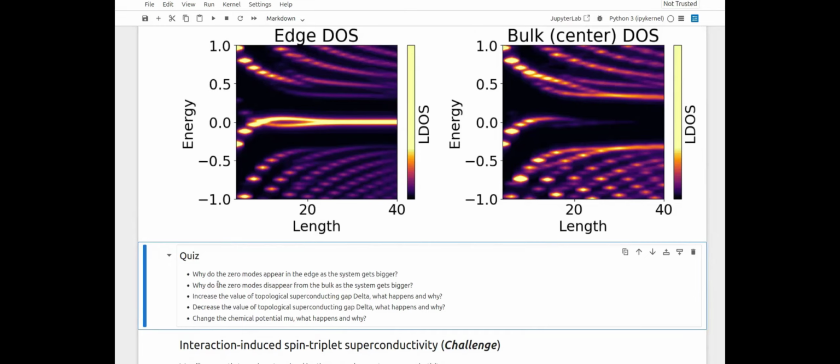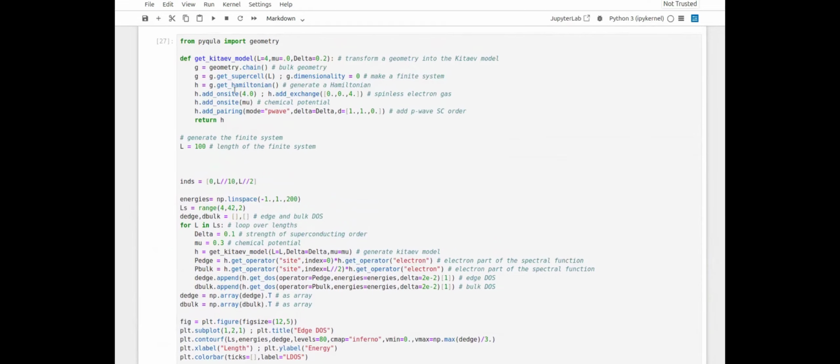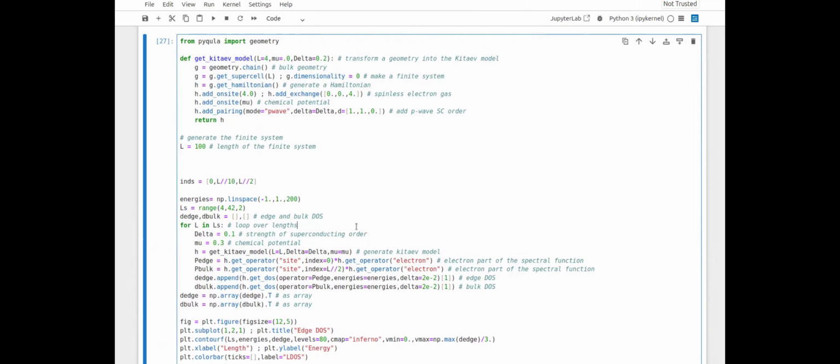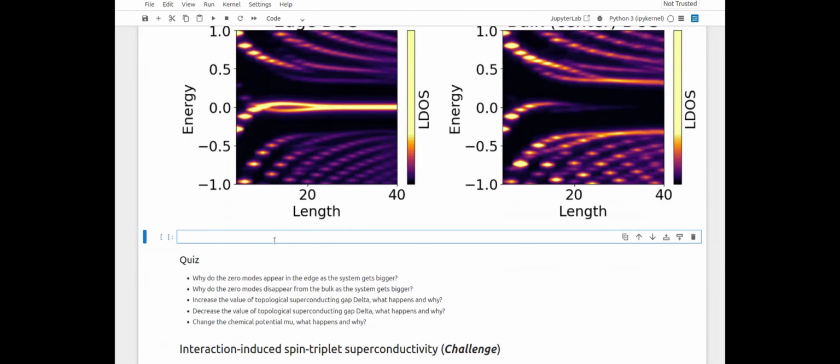Next question is, why do the zero modes disappear from the bulk as the system gets bigger? Well, the reason is that when the bulk is big enough, then the edges are far enough from the center of the system, and so you don't see the zero modes anymore. And of course, the bulk has a full gap. Then the next question asks us to increase the value of the topological superconducting gap delta and see what happens and why. And so this is something that we can do here by changing the value of delta. And it can be actually convenient to do it in a different cell so that we can compare the two results.